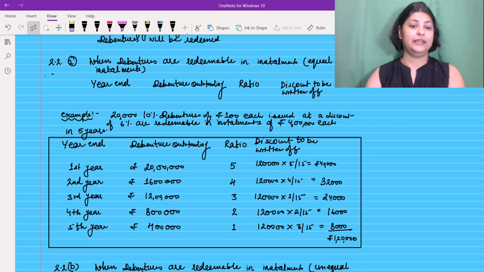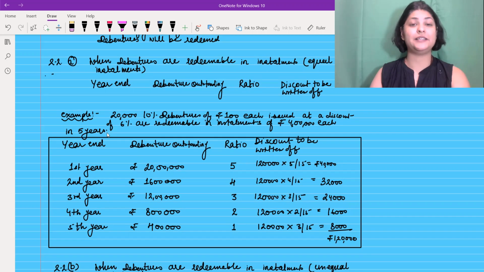Let me explain the first column. It is each year end: first year end, second year end, third year end, fourth year end, and fifth year end. I have written all the year ends from first to fifth year, and then debentures outstanding. Obviously in the first year, on the last date, the debentures are redeemed, but you will not exclude that amount. You will take the entire amount of 20 lakh rupees. You are not going to make it 16 lakh rupees over here, because on the 31st of March this redemption is taking place. So do not remove that amount. Next year, you remove that amount.